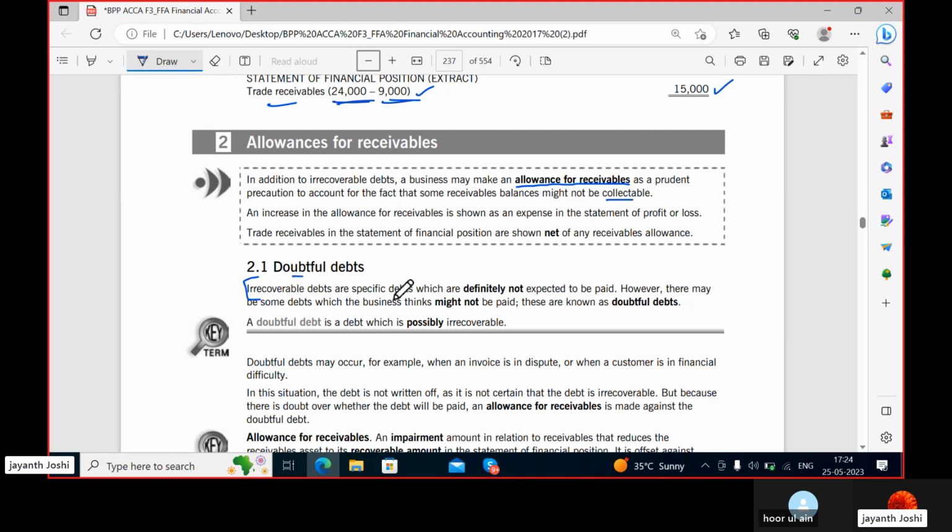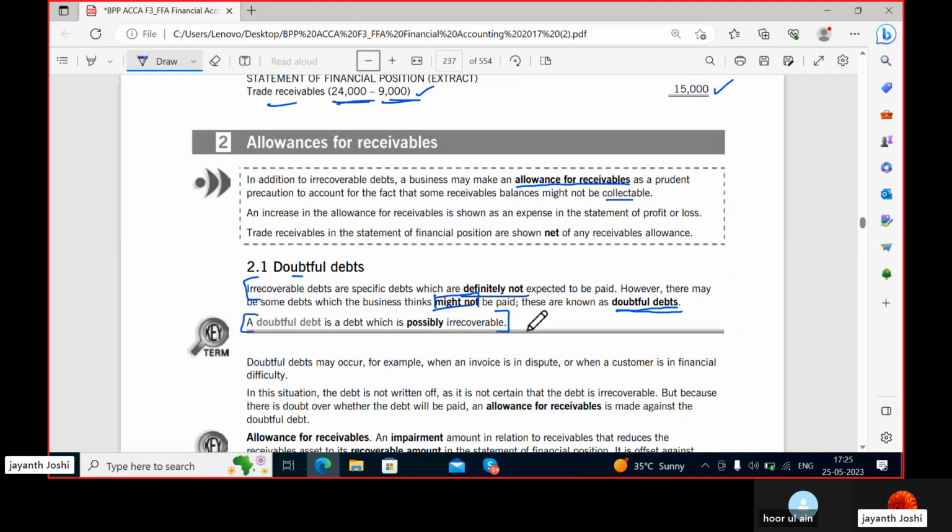What are doubtful debts? Sometimes we think irrecoverable debts are specific debts which are definitely not expected to be paid. So it is clear from the above topic that irrecoverable debts are definitely not expected to be paid. However, there may be some debts which the business thinks might not be paid, and these are termed as doubtful debts. So this word "might" makes it doubtful, not definitely unexpected. So what is a doubtful debt? Which can be possibly irrecoverable in future. As the word doubtful says, we may recover it, we may not recover it.